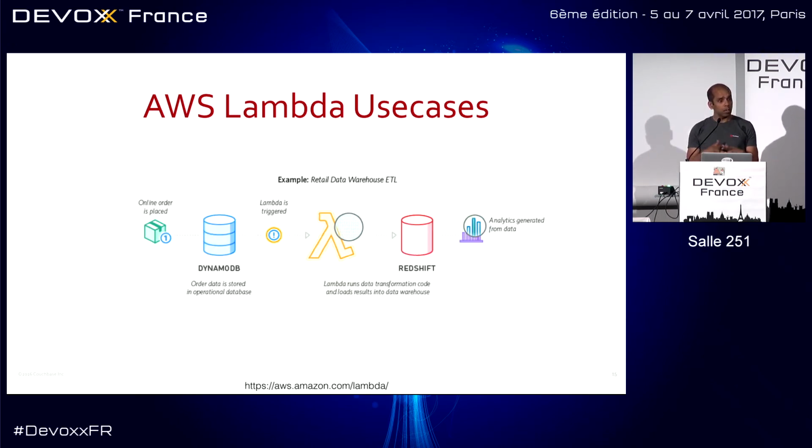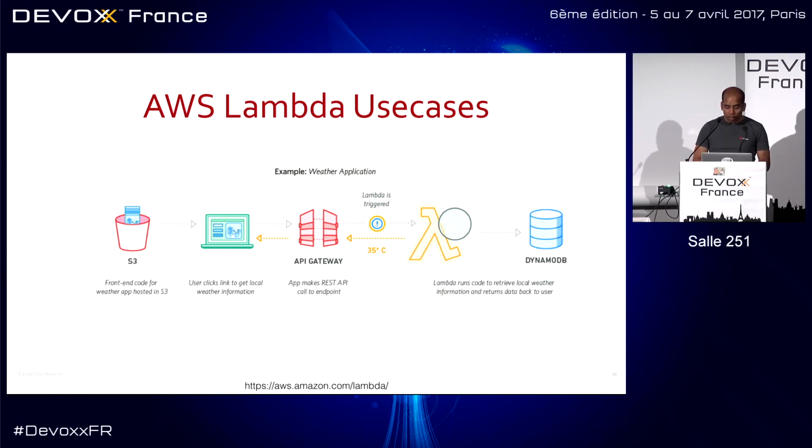Another example, a very classical ETL example here. An online order is placed. The data is stored in DynamoDB. Any row getting updated in DynamoDB can then trigger a Lambda function, and the Lambda function can talk to Redshift, run a full transformation code over there, and generate the analytics data from that DynamoDB row, essentially. So that's, again, a very classical enterprise use case.